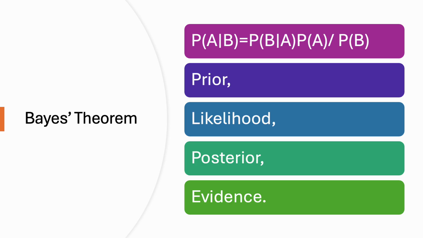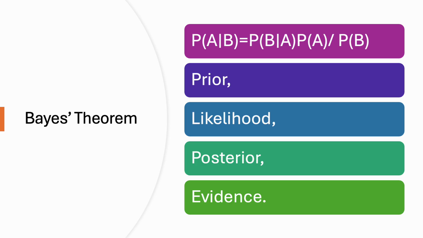Mathematically, as it is expressed on the screen, P of A given B is the posterior probability, the likelihood of hypothesis A being true given the evidence B, whereas P of B given A is the likelihood of observing the evidence B if A is true. The probability of A is the prior probability of A, and the probability of B is the total probability of observing B. Bayes' theorem bridges the gap between what we already believe and what we observe, making it a powerful tool for decision making under uncertainty.